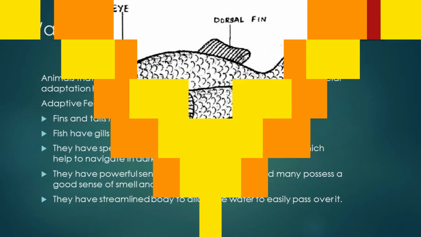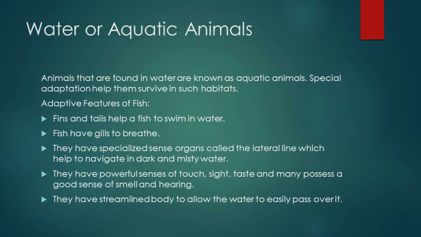Other features are fins and tails, which help a fish to swim in water. Fish have fins and tails which move, and then they are able to move forward. The tail keeps it propelling through the water and guides their movement and controls their direction like a boat rudder.